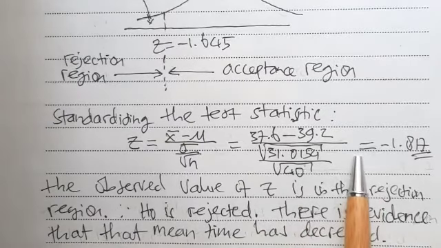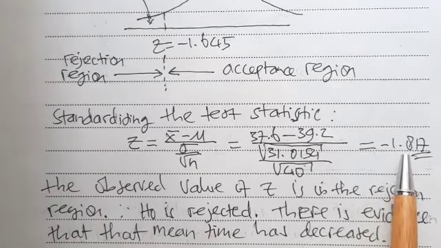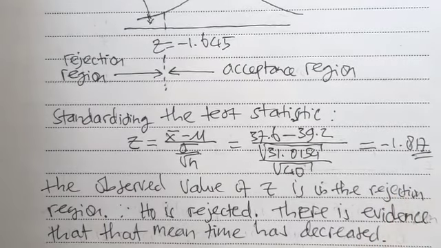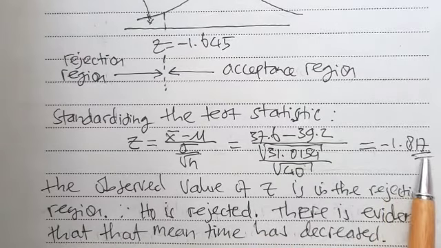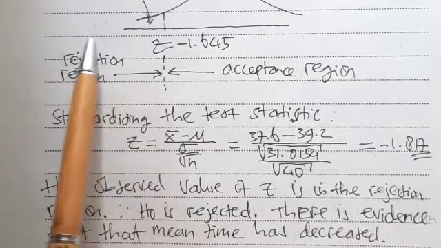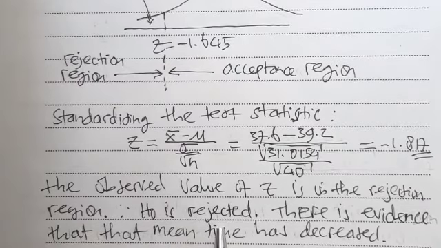From the calculation we obtain that z is minus 1.817. Thus the observed value of z is in the rejection region, because minus 1.817 is in this area, that is in the rejection region. So H0 is rejected. Thus there is evidence that the mean time has decreased. That is the conclusion. Thank you.